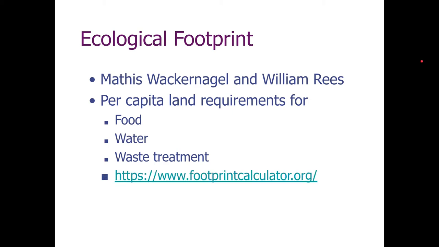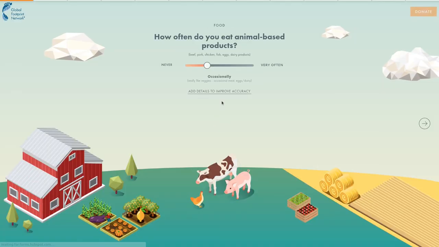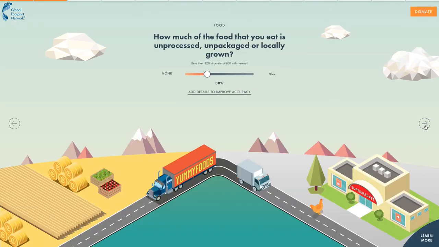Okay, and now we're going to look at the ecological footprint calculator. Okay, so this is the ecological footprint calculator. Take the first step. I'm just going to pretend I'm me. That's an easy thing for me to do. So, how often do you eat? Infrequently. How much of the food do I eat is unprocessed, unpackaged, or locally grown? Almost all of it. 95%.